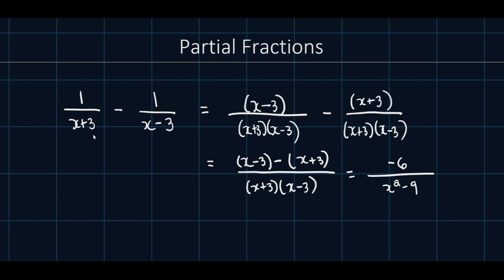Now, the concept of partial fraction decomposition is that we start from this part. We start from negative 6 all over x squared minus 9. Then we look for a way to write it as a sum or a combination of much simpler rational expressions. So in this case, we have 1 all over x plus 3 minus 1 all over x minus 3.